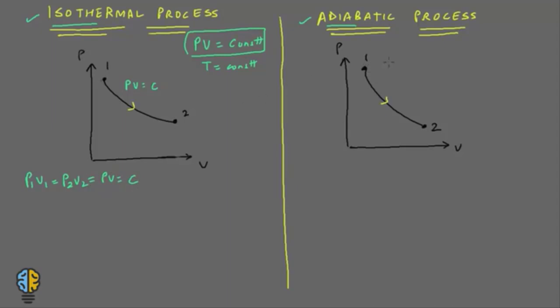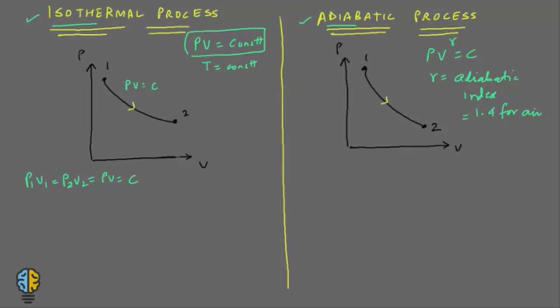And the adiabatic process is governed by the law PV to the power gamma is equal to constant, where gamma is called the adiabatic index. The value is equal to 1.4 for working fluid air.